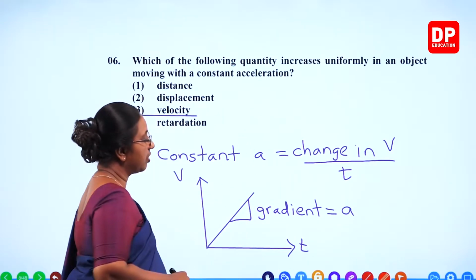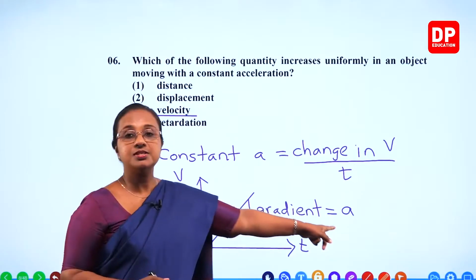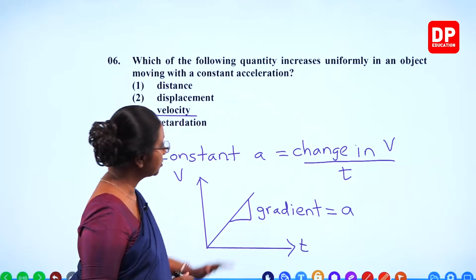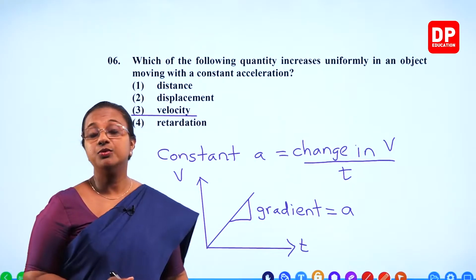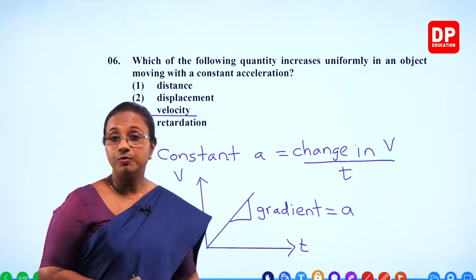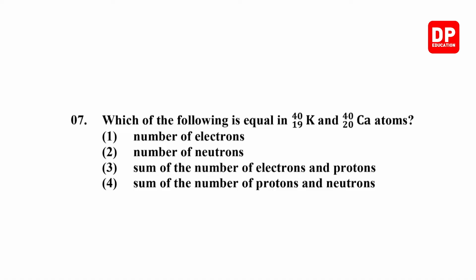So, here it is a constant gradient, so it is uniform acceleration or constant acceleration, where the velocity is increasing uniformly. Is that clear, students? So, with that, I'll move on to the next question.